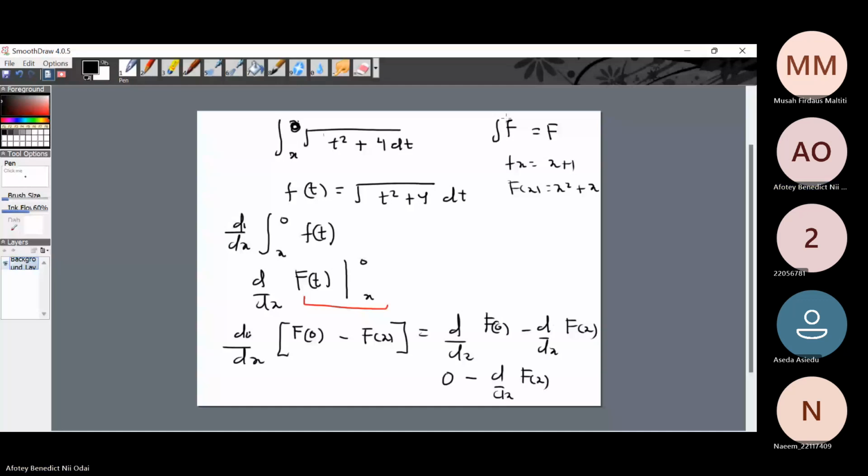Now, we saw that if you integrate small f, your small function, you get your bigger function. If you differentiate your bigger function, right?